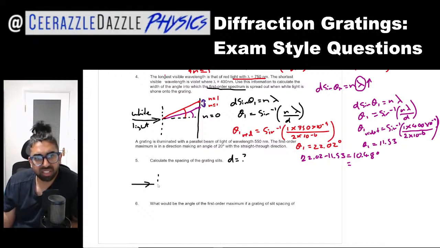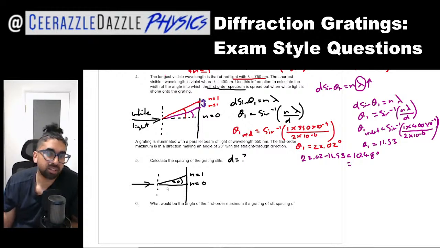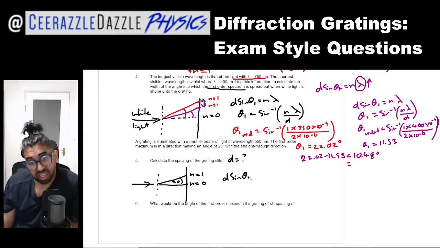So the light hits the diffraction grating, it spreads out. The angle is 20 degrees. This angle is for which order? First order, so n is equal to 1, and n is equal to 0 over here. Now we're going to work out the spacing. So d sine of the angle theta n is equal to n lambda. d is equal to n lambda divided by sine of the angle theta n. First order, so it's 1.